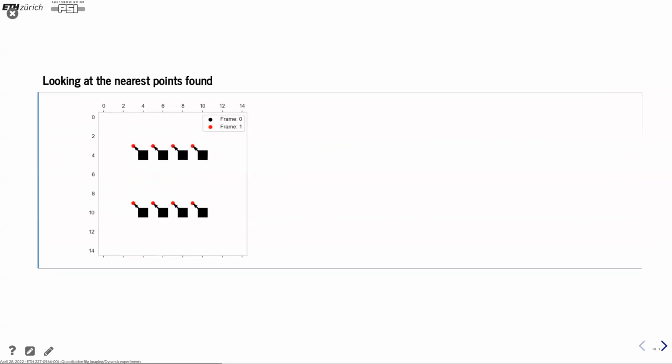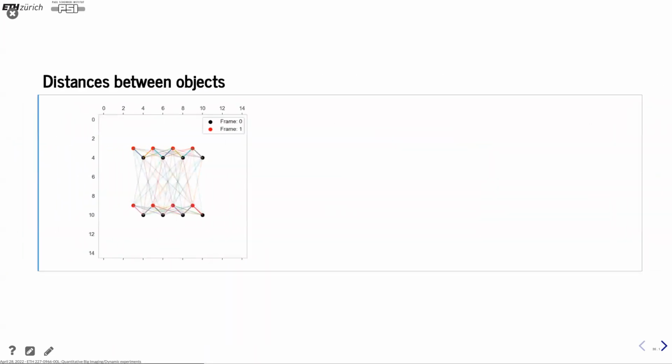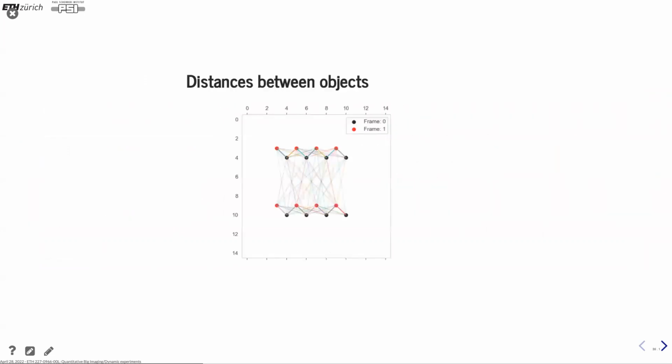So these are the points that we found as the nearest point between frame 1 and 2, or frame 0 and 1 actually. And it's a simple example, so they're not moving in any direction. It could actually be here. If we go back 2 slides, 3 slides. Yeah. Okay, on this one.